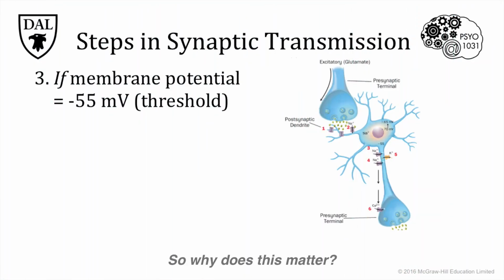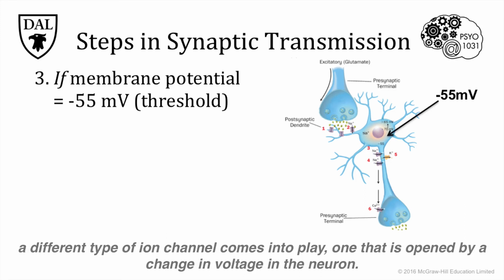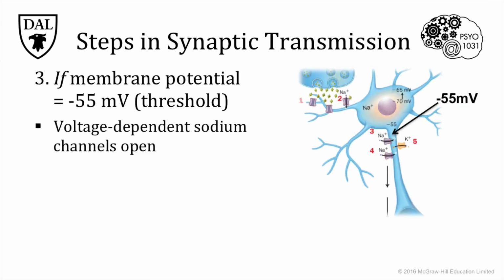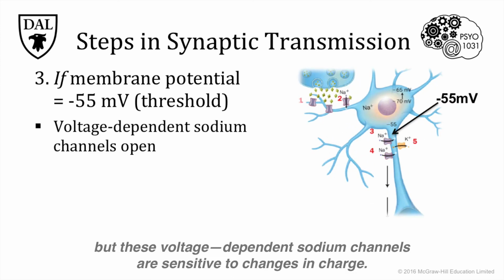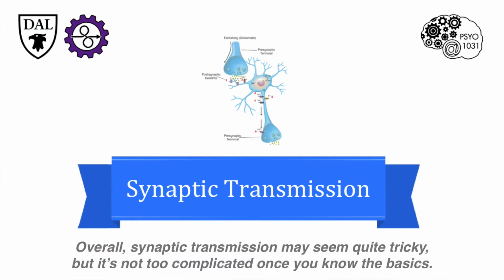So why does this matter? Well, if the postsynaptic neuron adds up all of the EPSPs and IPSPs, and the membrane potential reaches minus 55, a different type of ion channel comes into play, one that's opened by a change in voltage of the neuron. The ion channels we've looked at so far are opened by neurotransmitter binding. But these voltage-dependent sodium channels are sensitive to changes in charge. When these sodium channels open, it creates an action potential, which allows this neuron to carry the message to its target. Overall, synaptic transmission may seem quite tricky, but it's not too complicated once you know the basics.